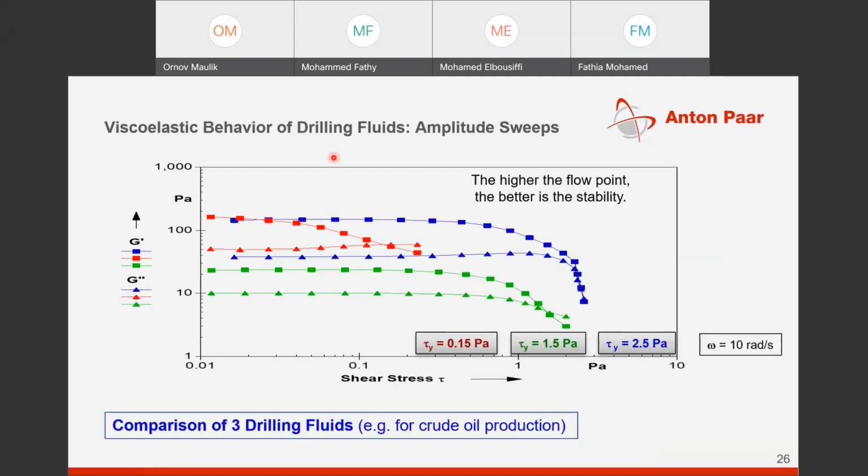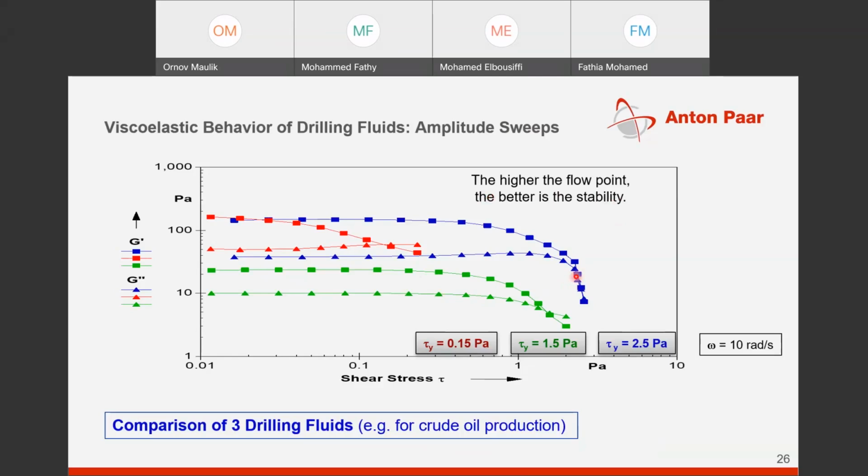This is a typical example of a drilling fluid. Here you can see a comparison between three drilling fluids, and you can see that the blue one has the maximum yield stress. Also you can see that the flow point of the blue curve, that is the third type of drilling fluid, is the highest. So the higher the flow point, the better the stability.